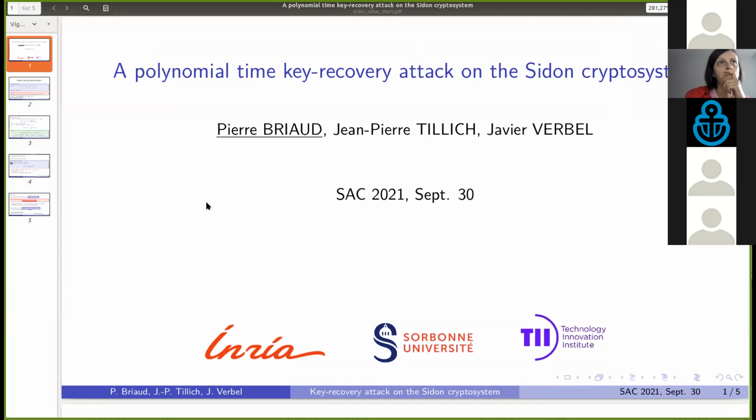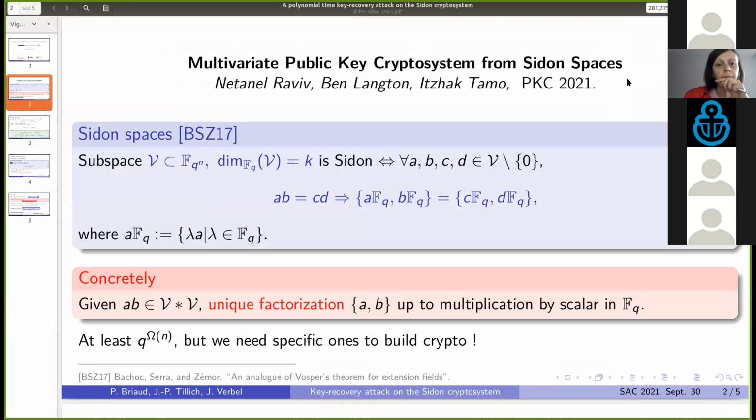In this paper, we propose an attack on the Sidon cryptosystem, which was presented at PKC this year. The Sidon cryptosystem is a multivariate scheme which relies on the theory of Sidon spaces. A Sidon space is a subspace V of some extension field F_q^n of dimension k, such that if you have 2 pairs of elements in V which have the same product, then these 2 pairs are identical up to a multiplicative factor in F_q. Concretely, this means that you have unique factorization.